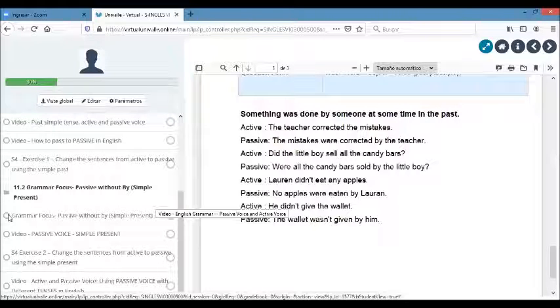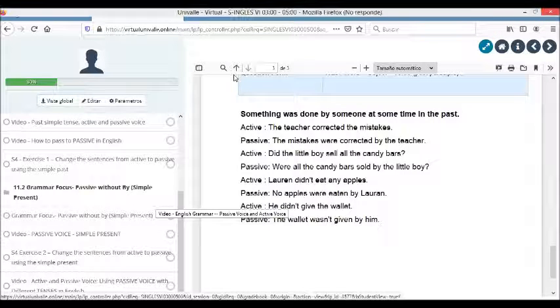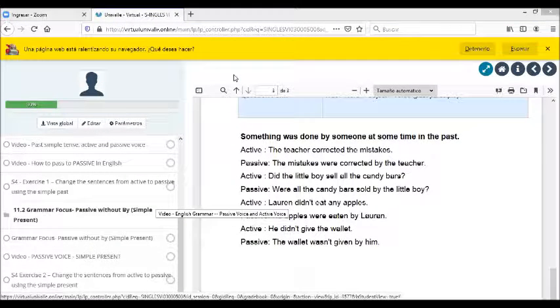Okay, teacher. Okay, but don't go. Just wait a second. Este tema necesita más tiempo, profe. Es un poquito complicado. Yes, because it's a little bit tense, I know.